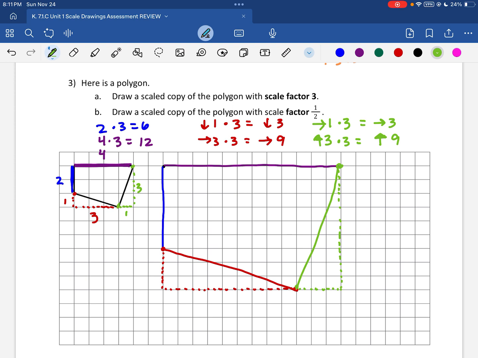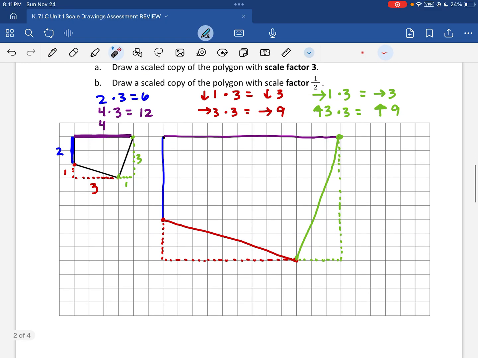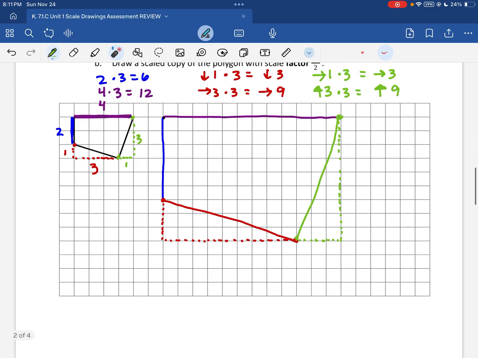Now I'm going to repeat that process, only now my new scale factor is 1/2, so all of my lengths will be multiplied by 1/2. This time it's going to be a much smaller figure, so I will go ahead and start the figure right here. And 2 multiplied by 1/2 is the length of 1. So now I will go down just 1.